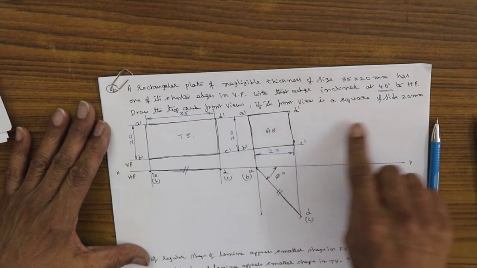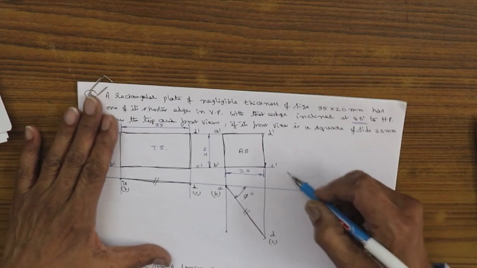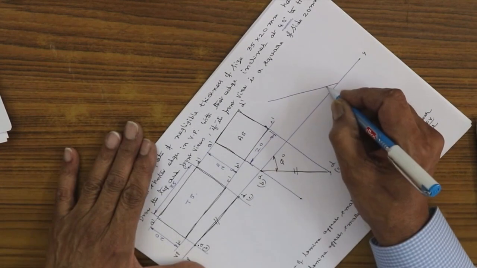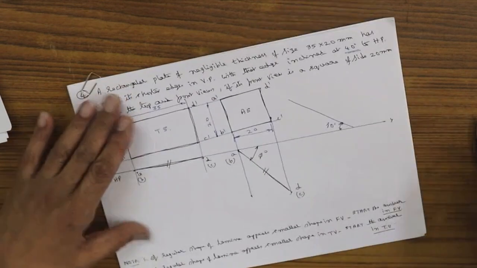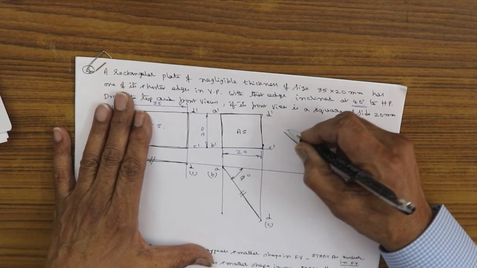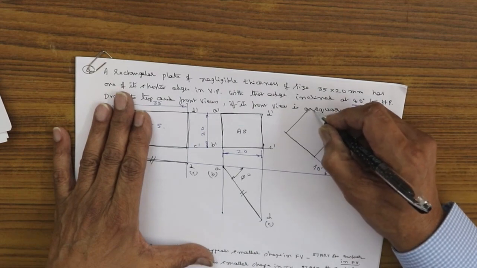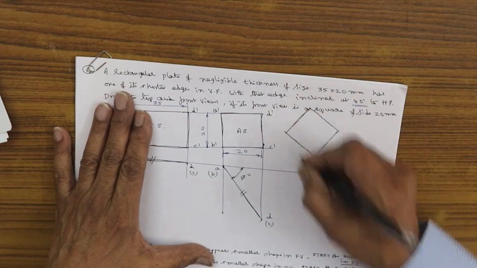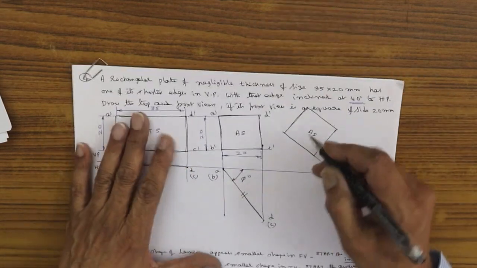Same square, you reproduce here at an angle of 40 degrees and get the top view. So draw here the line of 40 degree angle. Reproduce the apparent square, 20 mm square, in this manner. This is nothing but your apparent shape. Apparent shape is reproduced.